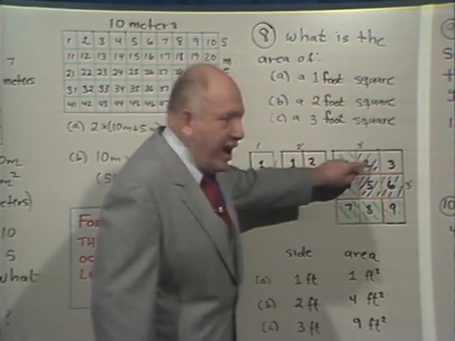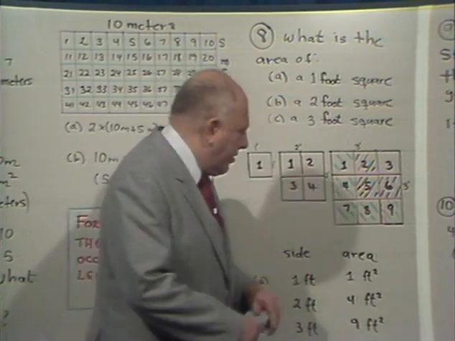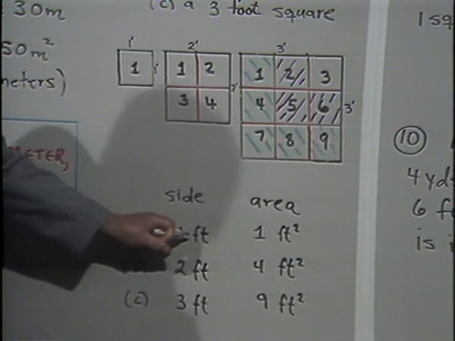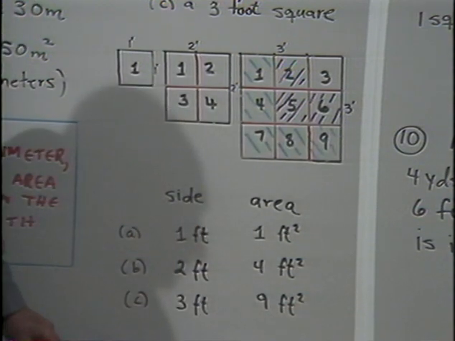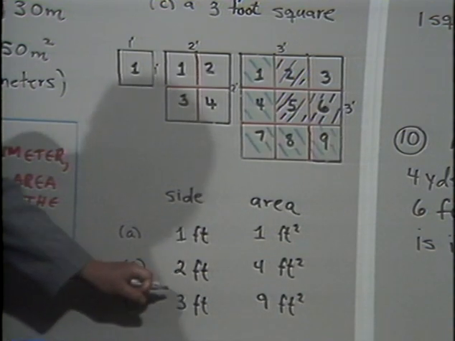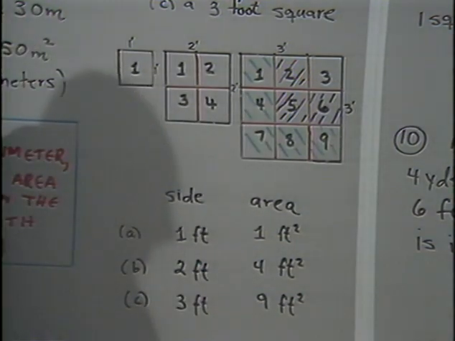I'll get back to the shading in about a minute. I just wanted to summarize the results over here. See, the answer to part A is that if the side is 1 foot, the area is 1 square foot. If the side is 2 feet, the area is 4 square feet. If the side is 3 feet, the area is 9 square feet.